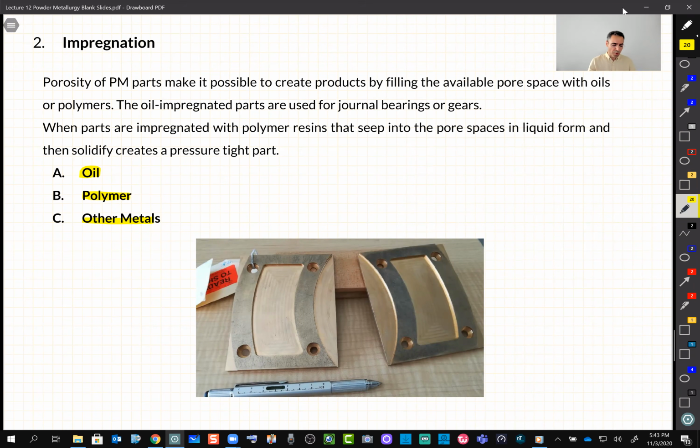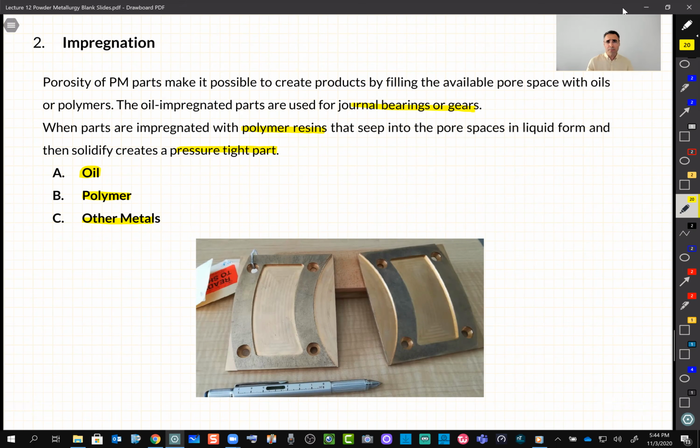With oil, it's obvious when we want to create, let's say, journal bearings for gears. In fact, we are making a part which is self-lubricated. If you fill those available spaces with polymer, now you're making a pressure-tight part, right? A part that is pressure-tight, which you may use for, let's say, a cap or lid of some vessel, or something else that needs a pressure-tight part. Let's see how this can be done.